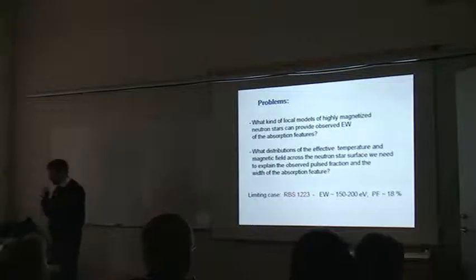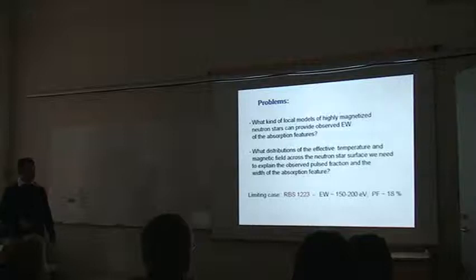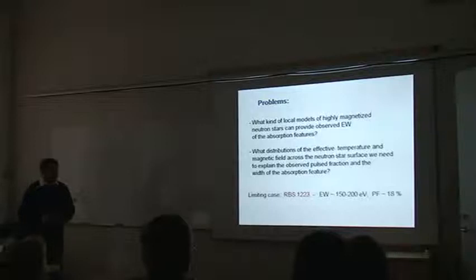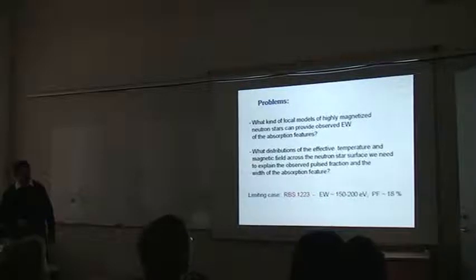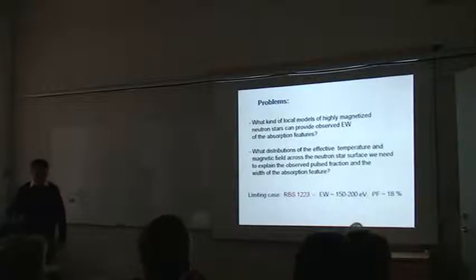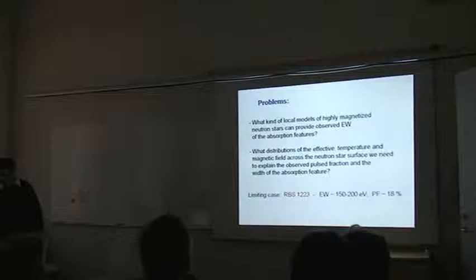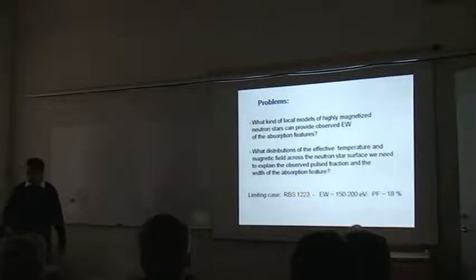So, the main problems in comparison with observations. What kind of local models of highly magnetized neutron stars can provide the observed equivalent width of the absorption features? And what distribution of effective temperature and magnetic field across the neutron star surface do we need to explain the observed pulse fraction and the width of the absorption feature? The limiting case here is an isolated neutron star, because the equivalent width is about 200 electron volts, and the pulse fraction is very high, about 18%. So it's a problem which I try to resolve in my presentation here.